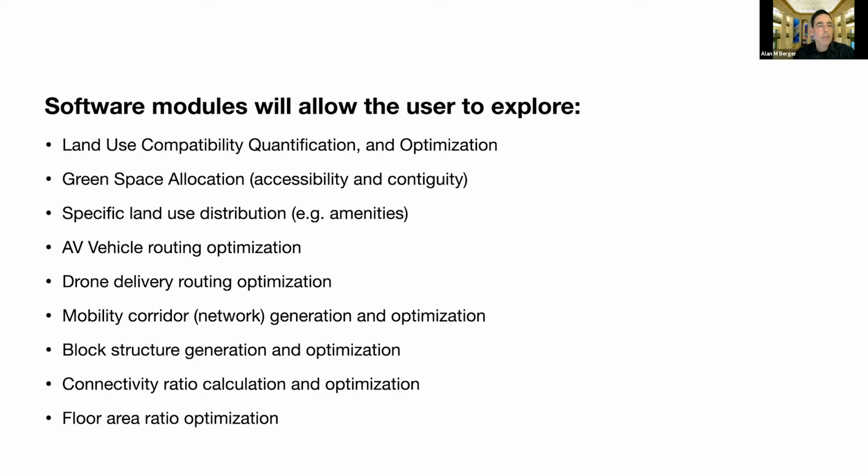autonomous vehicle routing optimization, drone delivery routing, mobility corridors, and even developing the network of mobility corridors and how they can be optimized for equity, block structure generation, and importantly, connectivity ratio calculation, how to create new kinds of intersections and new kinds of road optimizations instead of using old patterns that building codes just simply haven't updated. And also for developers, floor area ratio optimization. So there's many more. We hope to have about 20 of these modules.